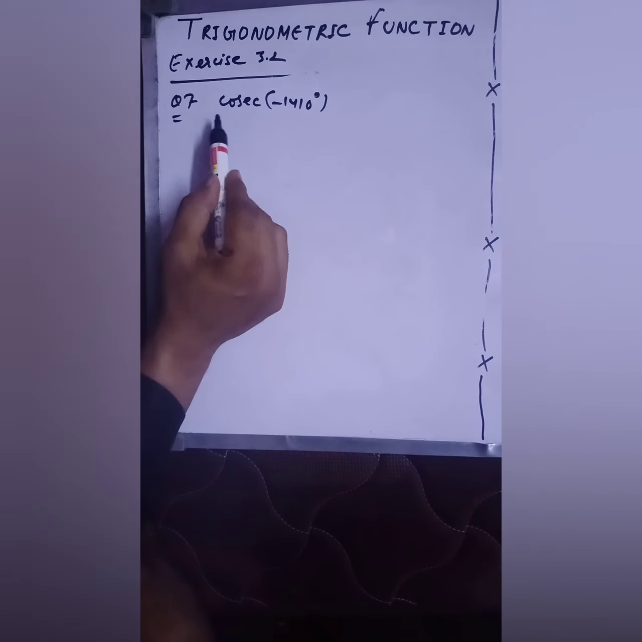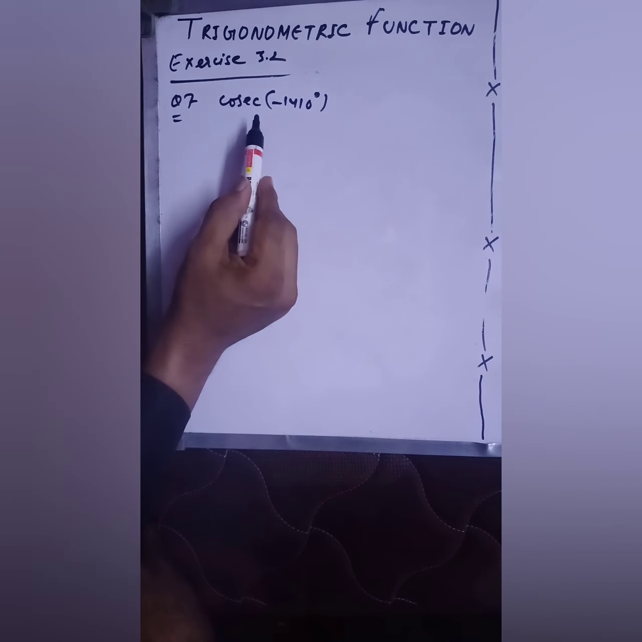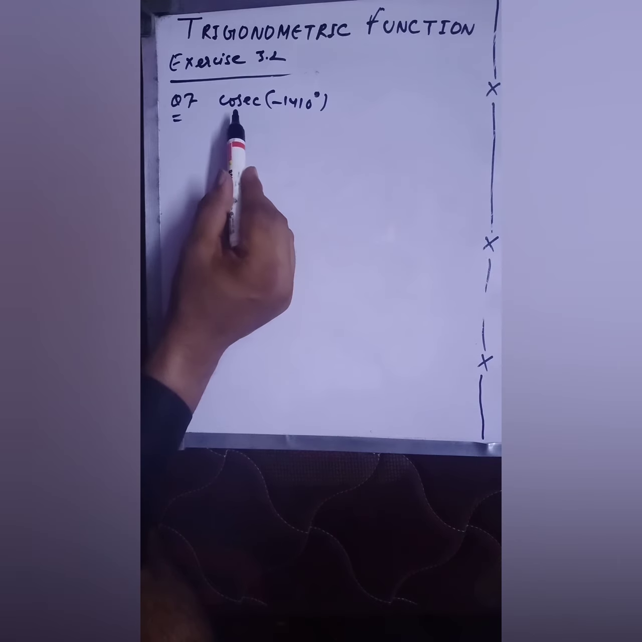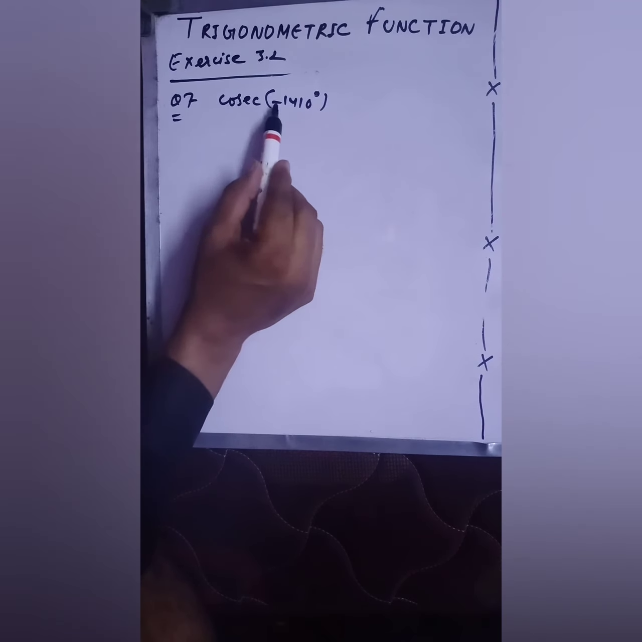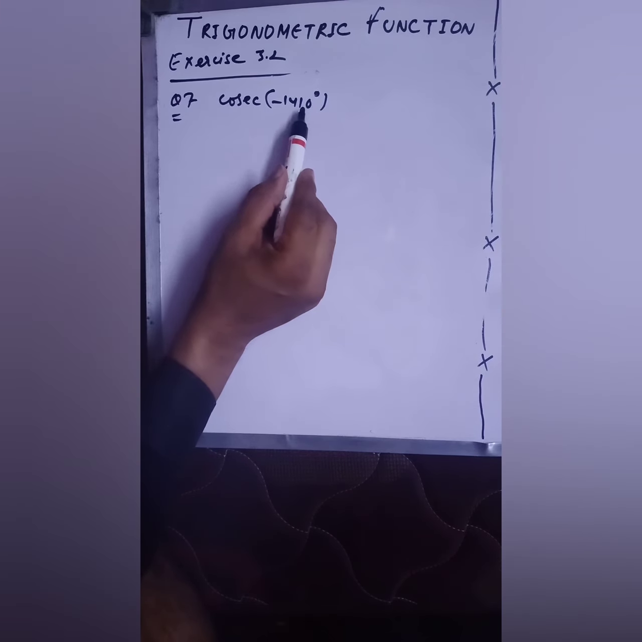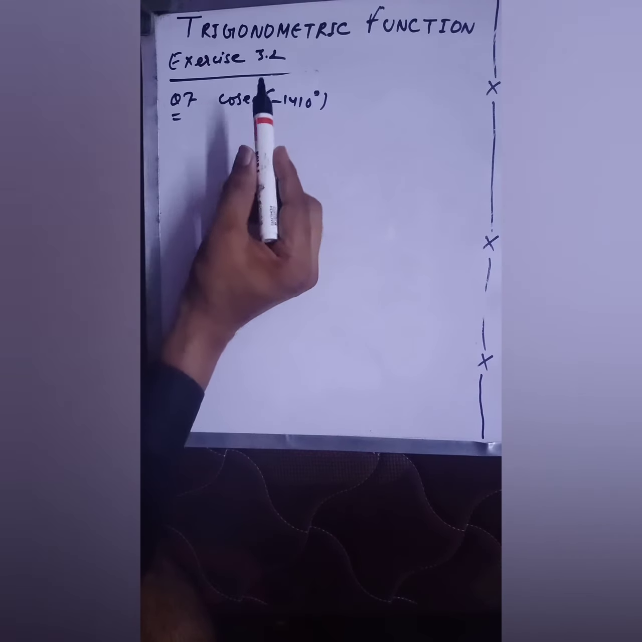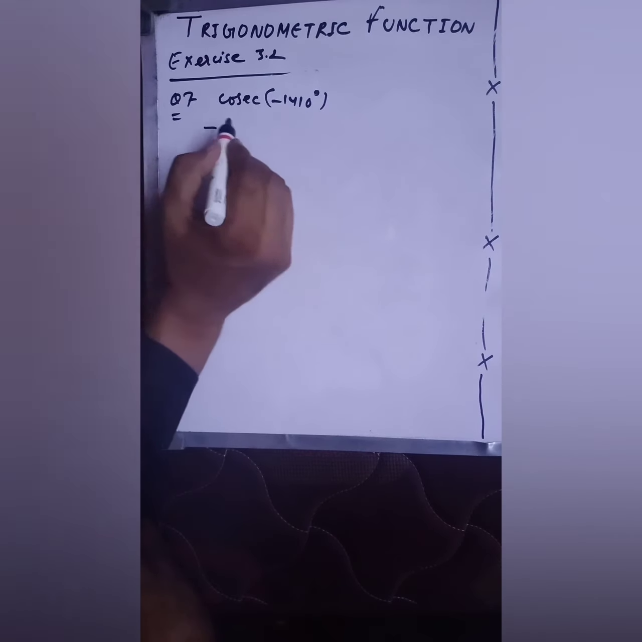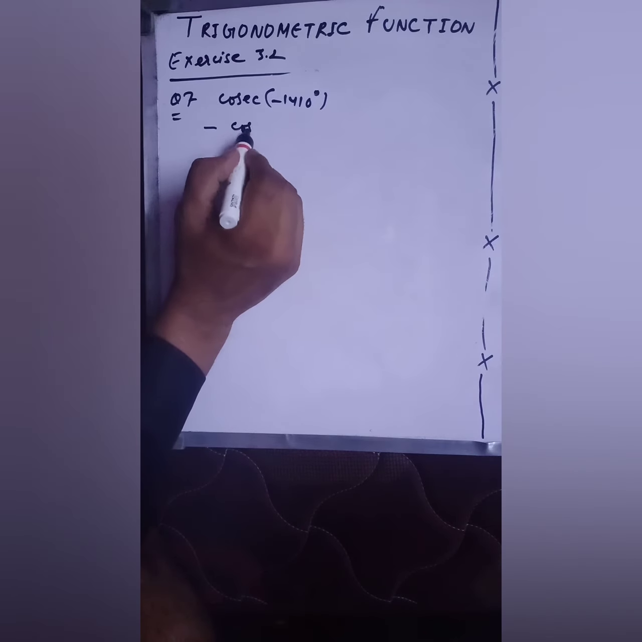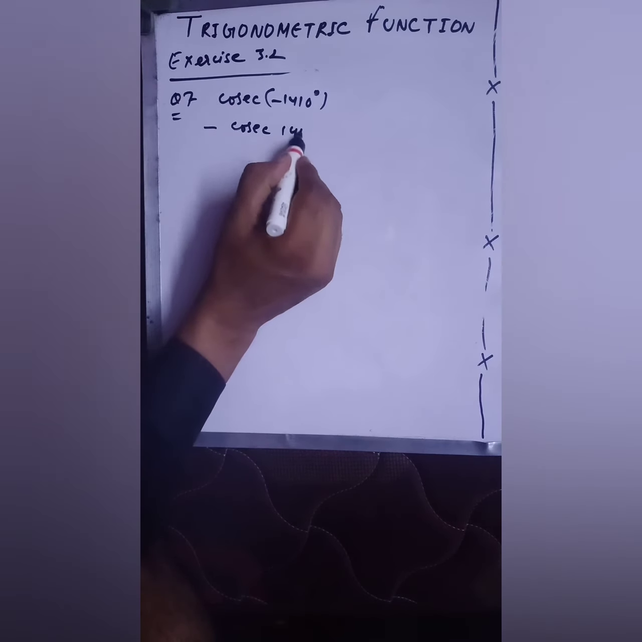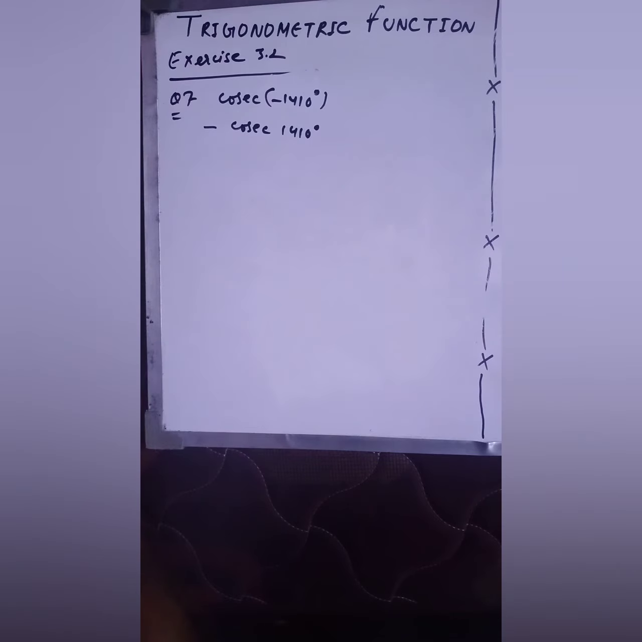This is question number 7 of your NCERT. Here cosec(-1410°) is given to us. As you know, in the angle of cosec(-θ), the negative will come outside from this angle, and we can write it like this.